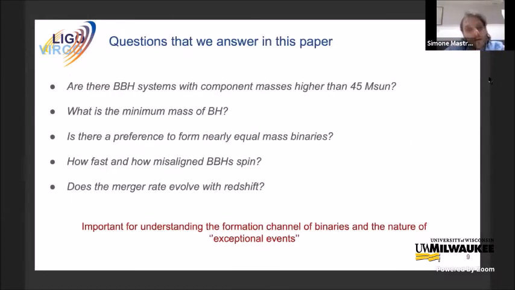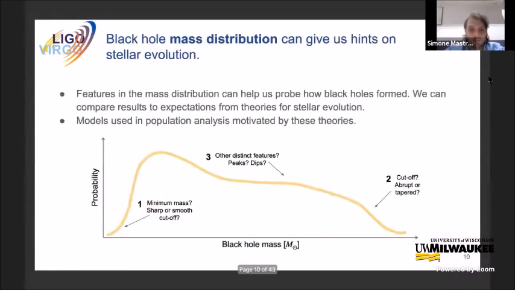So in this paper, we're going to answer these questions. Are there binary black hole systems with component masses higher than 45 solar masses? What is the minimum mass of a black hole? Is there a preference to form nearly equal mass binaries? How fast and how misaligned are binary black hole spins? And does the merger rate evolve with redshift? And with this, I leave the floor to Shanika for the next part of the presentation.